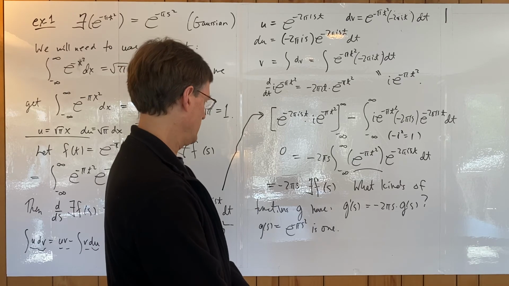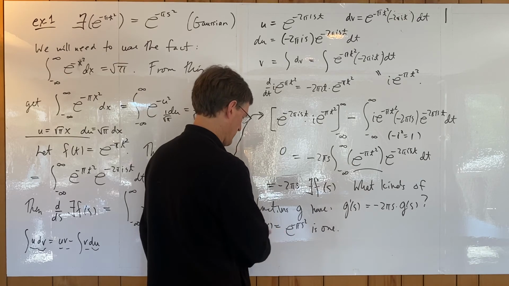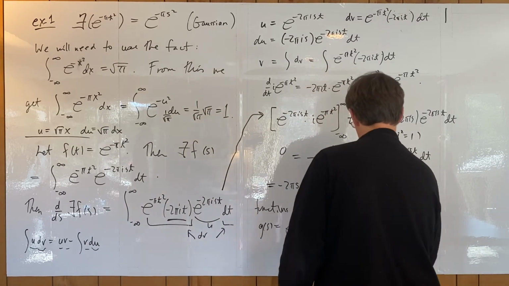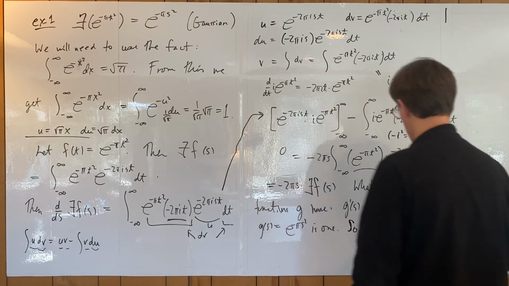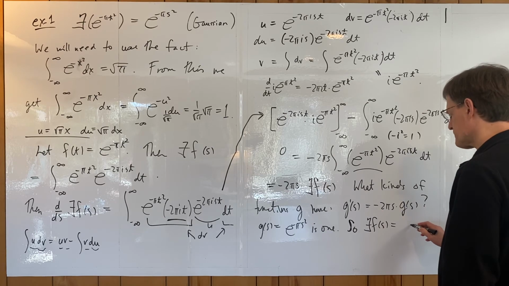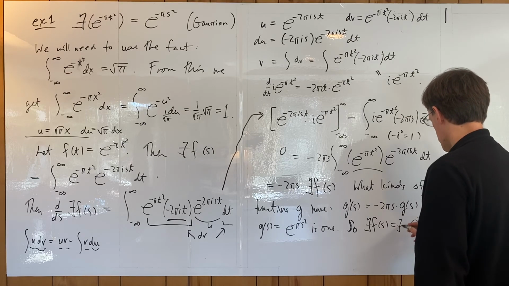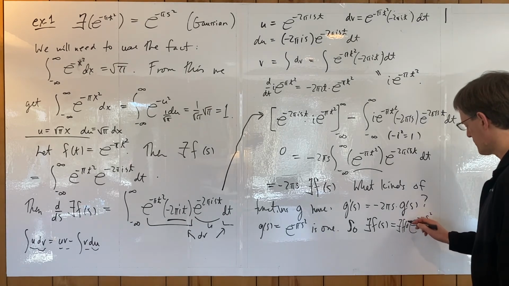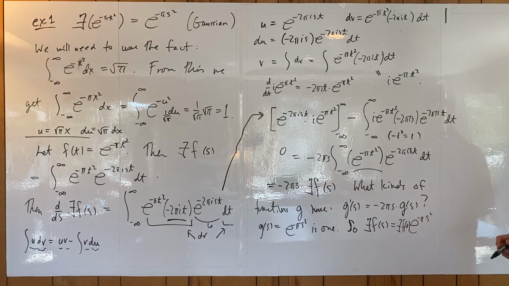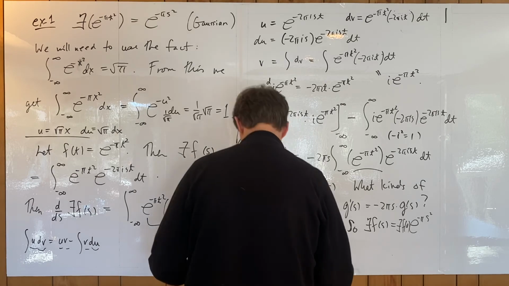The only other thing that we need to check here is that it might be a constant times this type of function, right? So the Fourier transform of f of s is going to be some constant times e to the minus pi s squared. And what is that constant here? It's the Fourier transform of f evaluated at 0, because if I put a 0 in here, this will turn into 1. I'll just get the constant in front. So this is in fact the Fourier transform of f at 0.